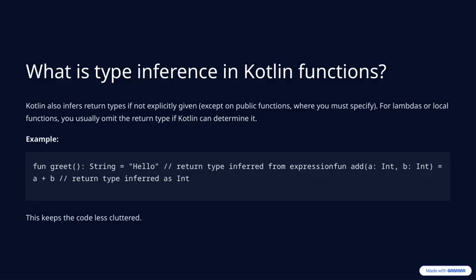For example, if I write fun greet() = "Hello", Kotlin infers that the return type is String based on the expression. Similarly, fun add(a: Int, b: Int) = a + b, and Kotlin infers that the return type is Int. This feature really helps keep our code concise and readable, which is especially useful when working on larger projects or complex functions. And of course, it ties into our overall theme of writing efficient, clean, and expressive Kotlin code.